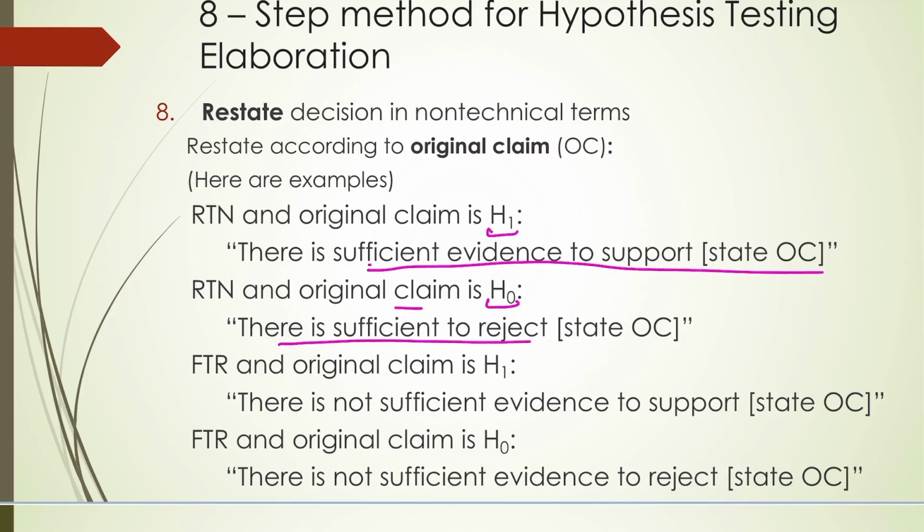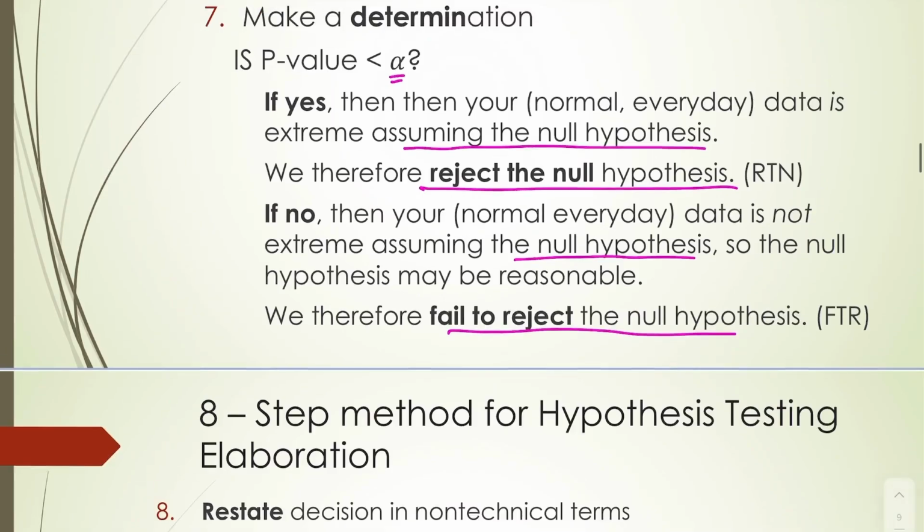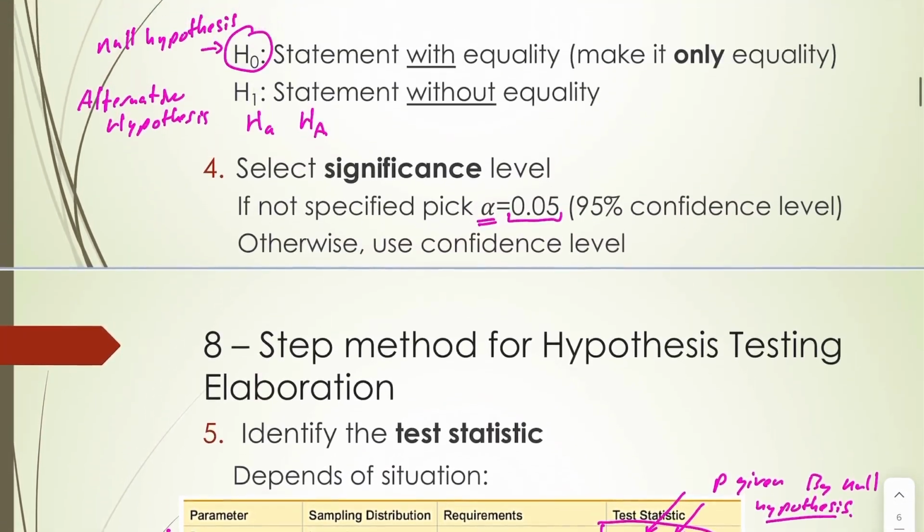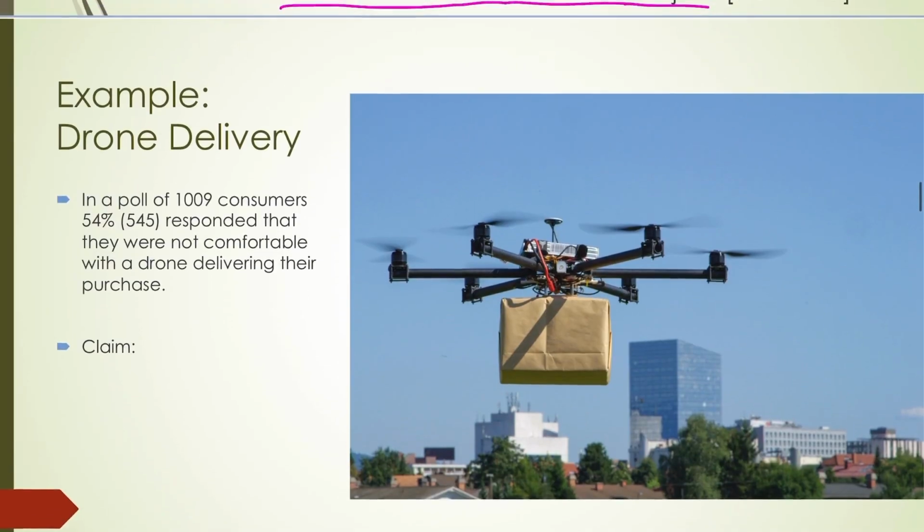If you fail to reject the null and the original claim was the alternative hypothesis, then you don't have enough information to support the alternative hypothesis. If the original claim was your null hypothesis and you failed to reject it, then you'd say there's not enough evidence to reject that original claim. We're going to go over this in the context of an example. And with a few more examples, you'll get the hang of it.